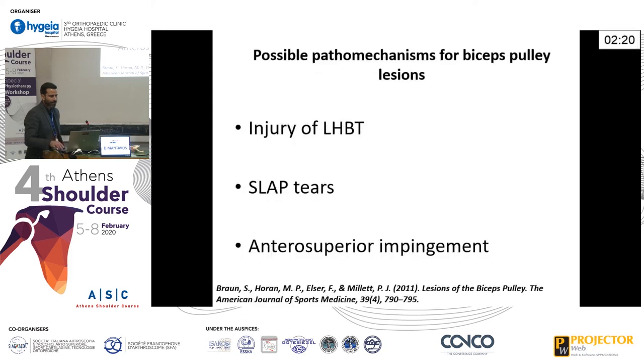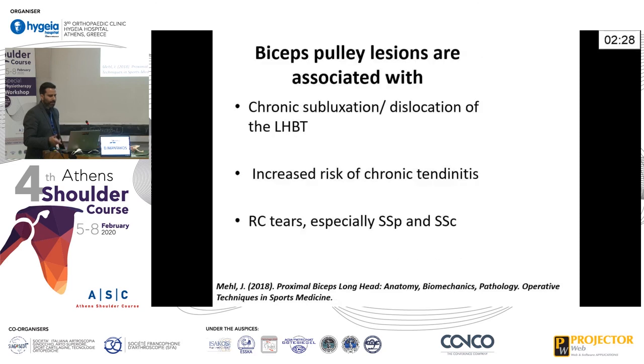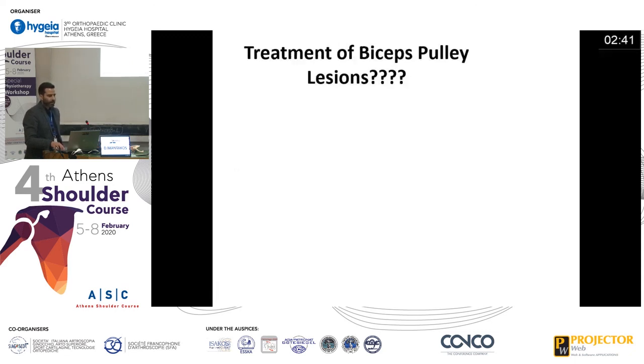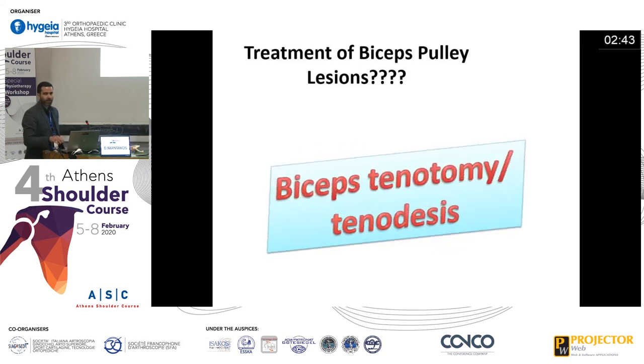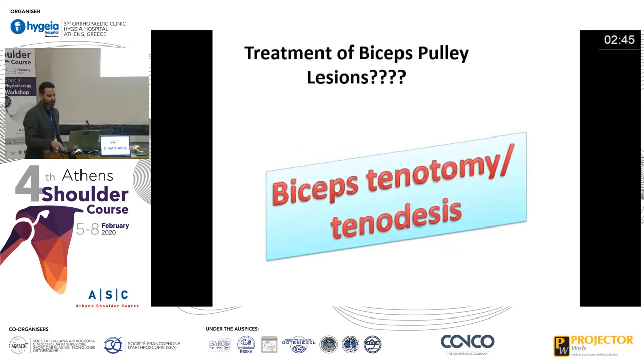Possible pathomechanisms for biceps pulley lesions are injury of the tendon, SLAP tears, and superior impingement. They are associated with chronic subluxation, dislocation, discomfort of the patient, and increased risk for chronic tendonitis and rotator cuff tears, especially supraspinatus and subscapularis. What is the treatment of biceps pulley lesions? Biceps tenotomy or tenodesis. This is the main thing we always do when we have to deal with the biceps tendon.